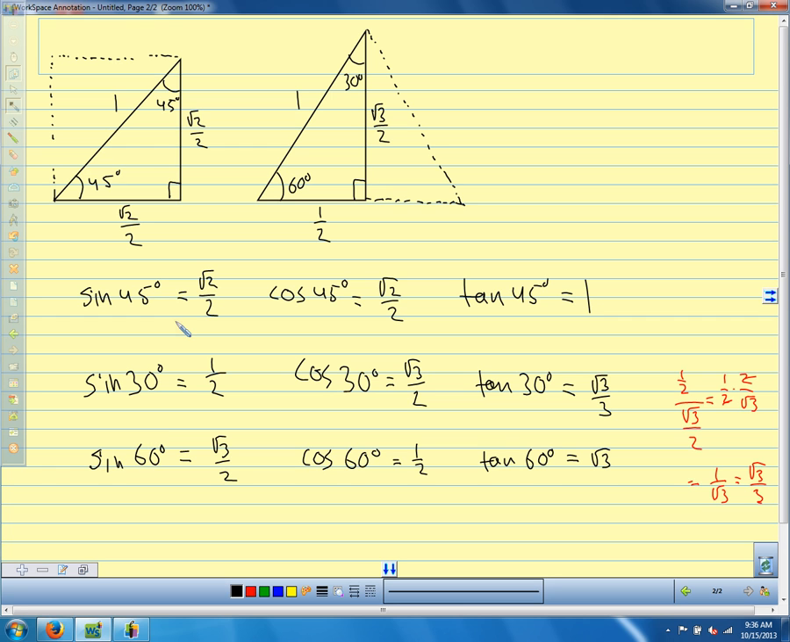How about this? The sine of 30 is the same as the cosine of 60. And how are 30 degrees and 60 degrees related? Complementary. So that turns out to be true all the time: the sine of an angle is the cosine of its complement. Why would that be?